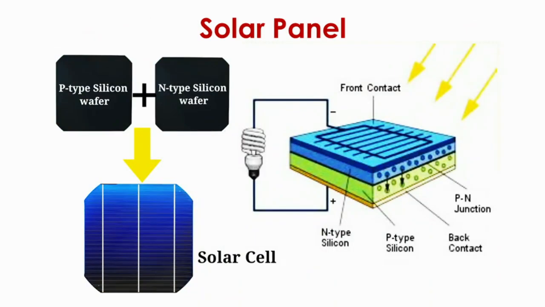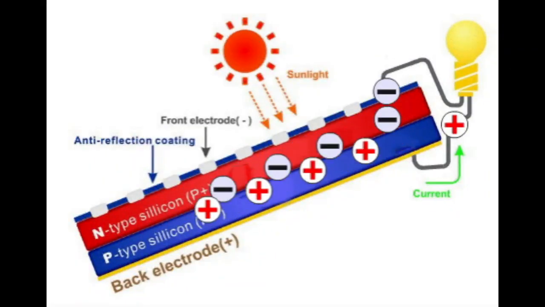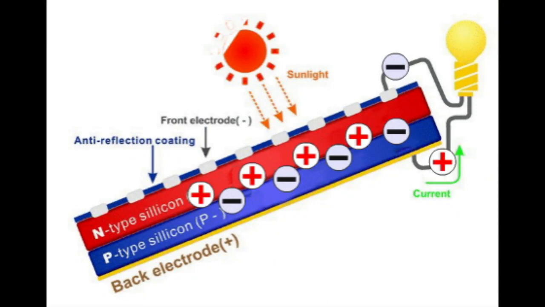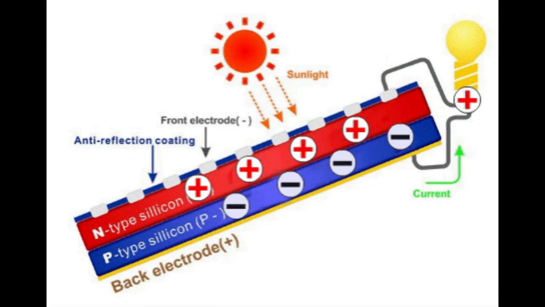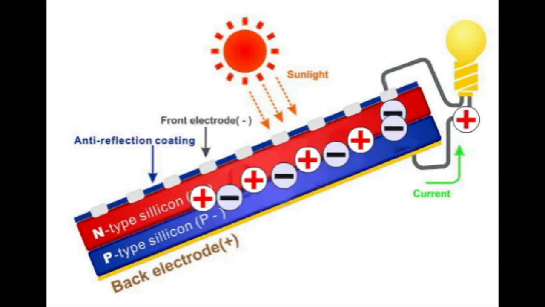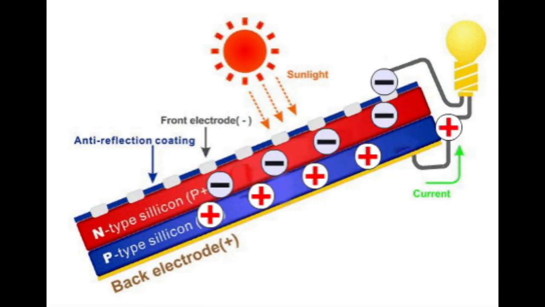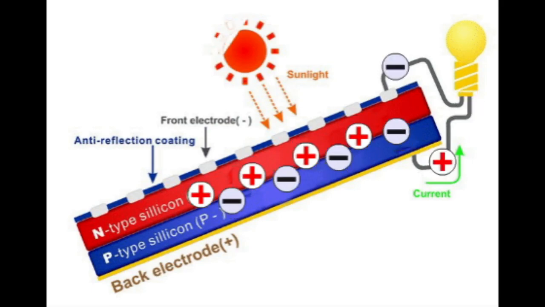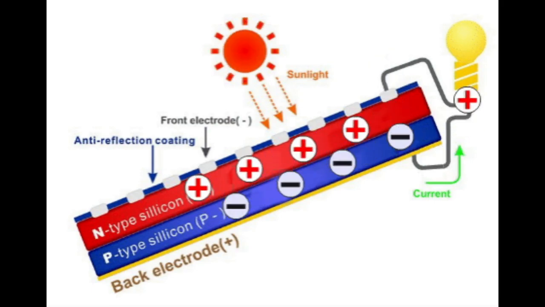So the first one is the solar panel. How do these solar panels work? Basically they are P and N type junctions. There are a P type silicon wafer and an N type silicon wafer. As the sunlight falls on the solar panel, the electrons keep on flowing. The negative charge, basically the electrons, flow through the circuit, and that is how the bulb or the LED is switched on. That is how they get the power, and this is how solar panels work.